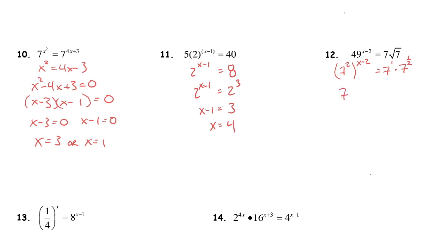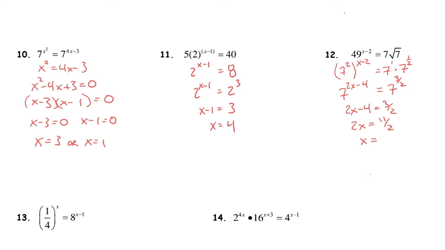So on the left-hand side, this becomes 7 to the 2x minus 4. On the right-hand side, I have to add those exponents together, and 1 plus 1/2 is going to be 3/2. And so now I've got power equal to power. The bases are the same, so I can set the exponents equal to each other. Okay, I'm going to add 4 to both sides. And when I add 4, I'm going to need a common denominator, so it's going to be 8 over 2. So 3 over 2 plus 8 over 2 will be 11 over 2.